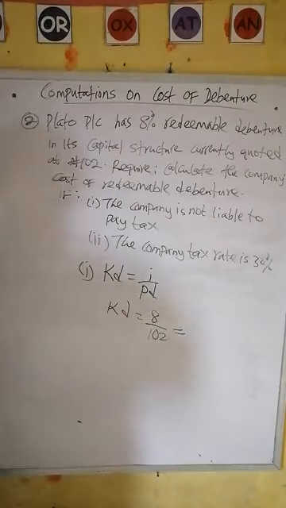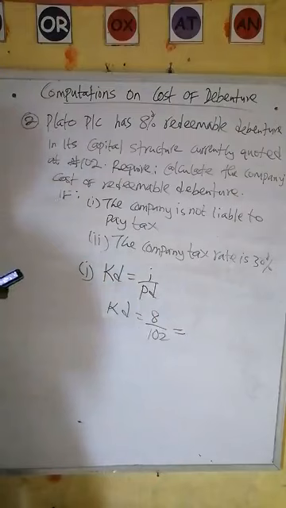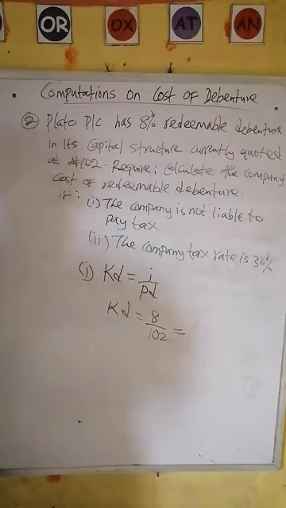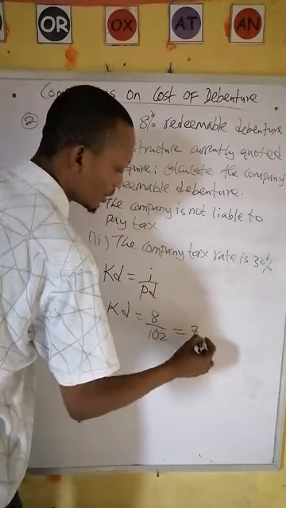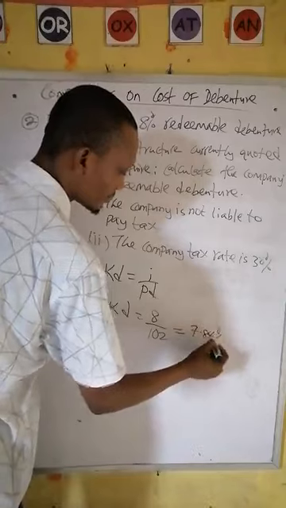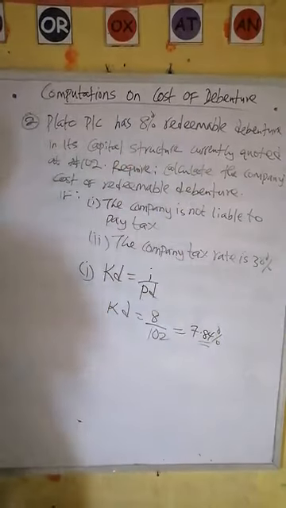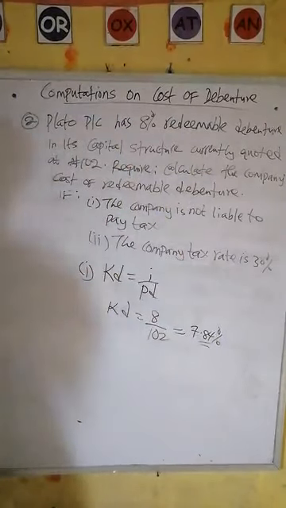So 8 divided by 102 gives 7.84%. So that is our cost of debt for scenario 1.